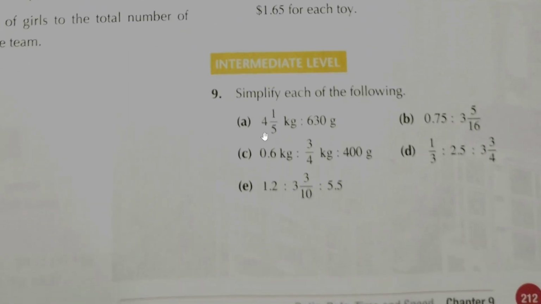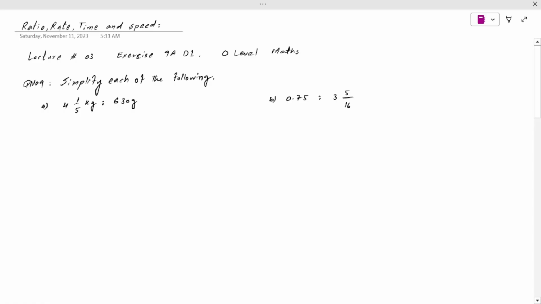Simplify each of the following. Part A of this question is 4 and 1 over 5 kilograms ratio 630 grams. So let us simplify this ratio. First of all, the first component of the ratio is 4 and 1 over 5 kilograms. We need to convert this kilogram into grams, because whenever we simplify a ratio, the quantities should be in the same units. If one quantity is in grams, the other quantity should also be in grams.